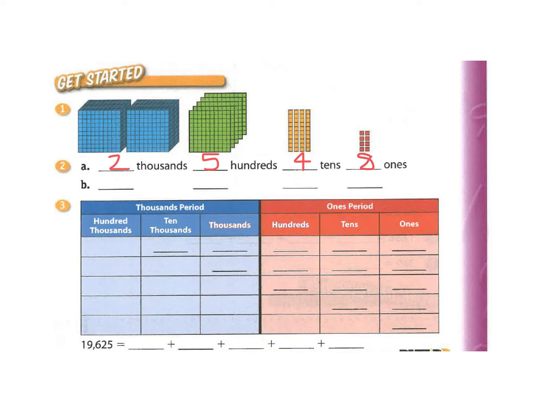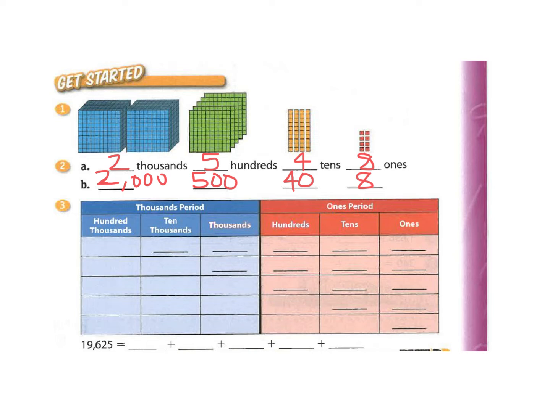And then part B, we are going to write the value of each one. So 2000s looks like 2,000. 500s looks like 500. 4 tens looks like 40. And then 8 ones is 8.